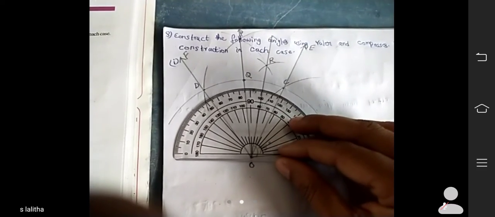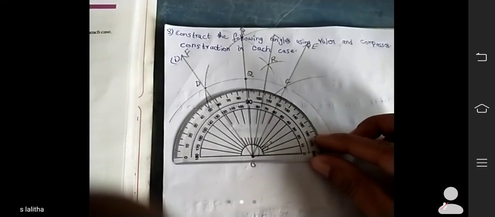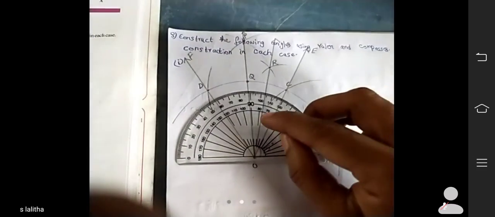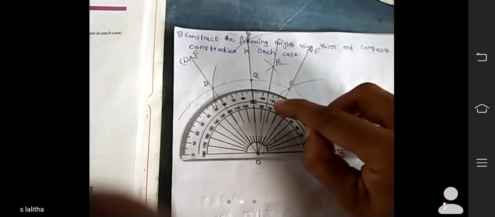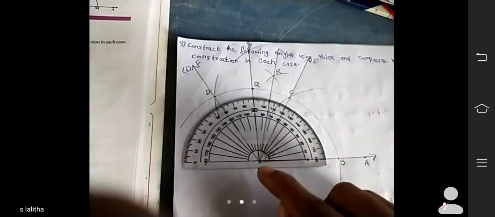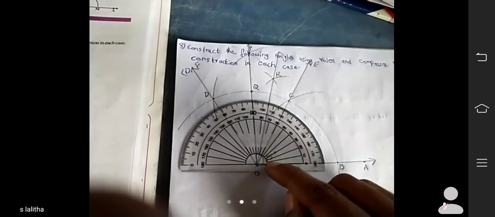Then take the protractor and measure it. How many degrees will we get? See here, exactly 75 degrees. So angle AOR, how many degrees? 75 degrees. Like that you can do. Okay, right. Do it first.